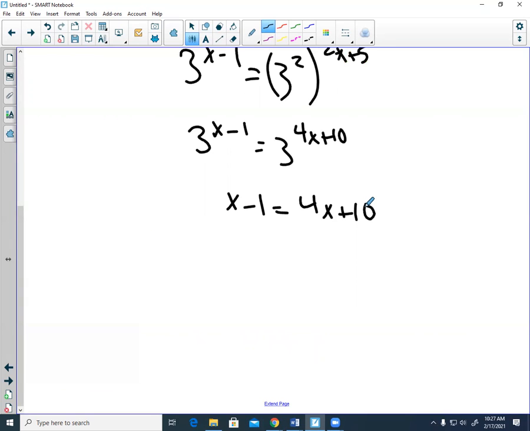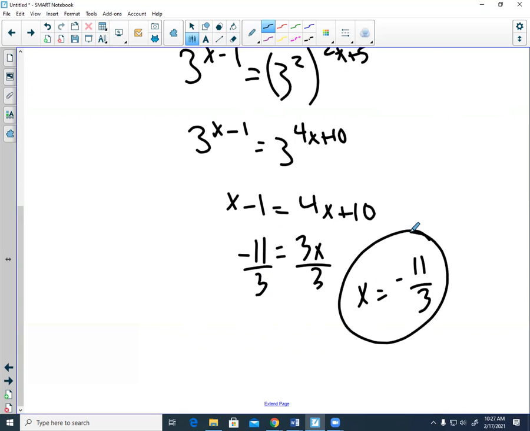So I'm going to add 10 to both sides and get 9 equals 3x, so that I'm going to get x equals 3. Is that not right? Wait, are you subtracting the 10? Sorry, got ahead of myself. So it's going to be minus 11 equals 3x. So then divide by 3, so I get x equals negative 11 thirds. That number seems better.